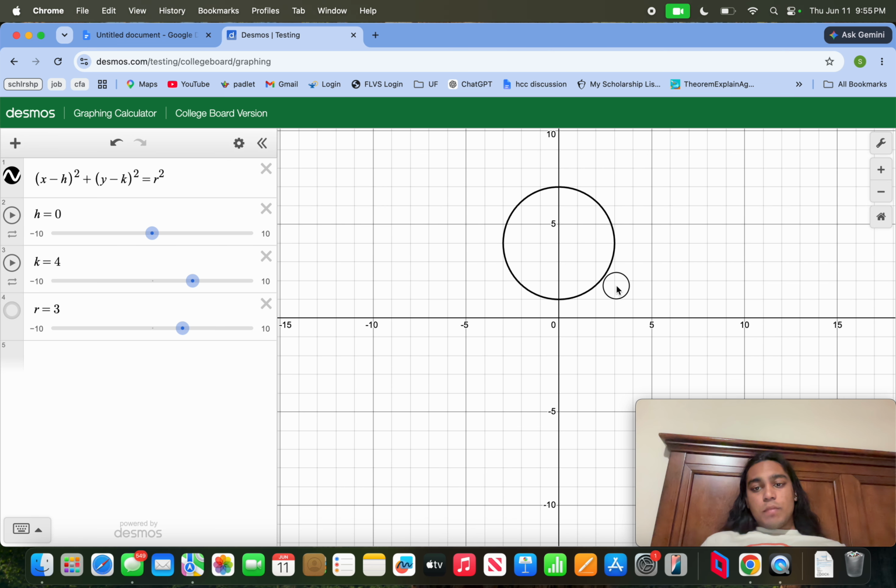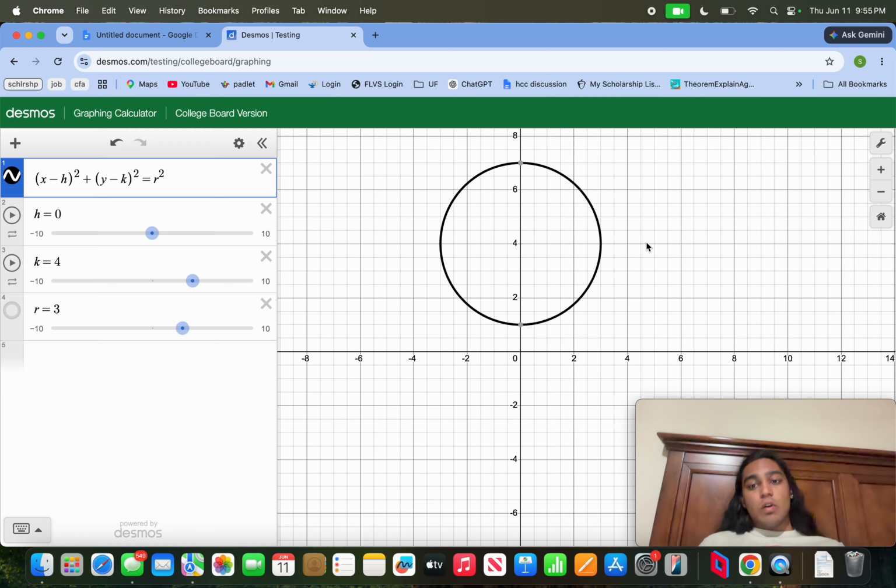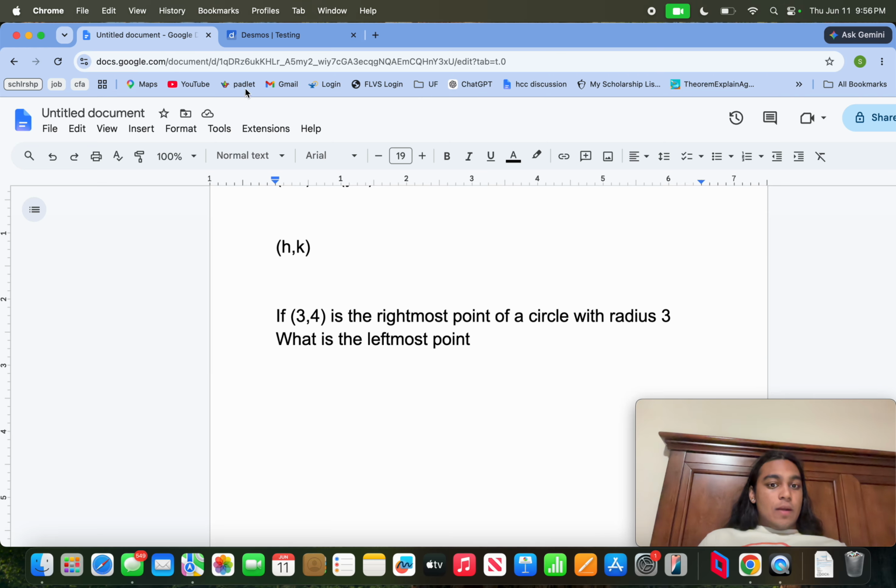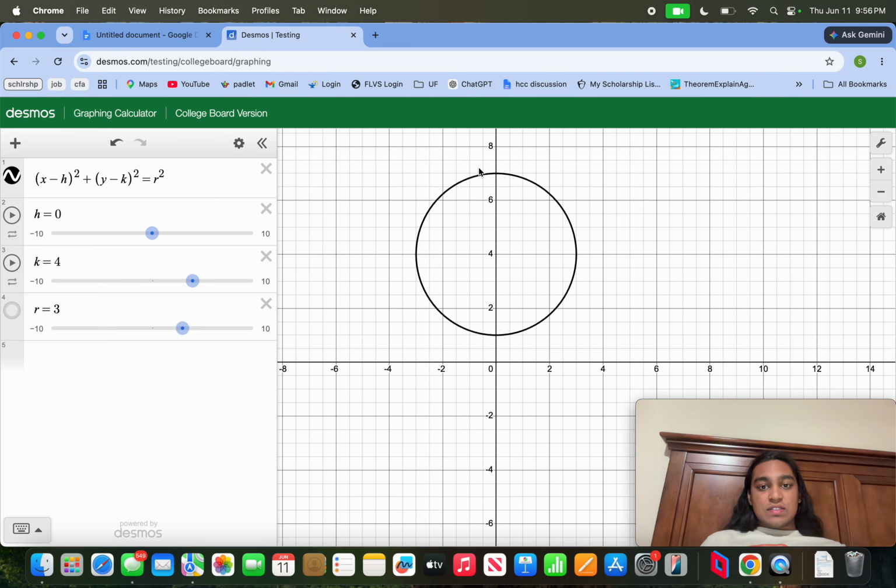Up to 4. My rightmost point is now 3 comma 4, and you can see that it kind of snaps me over there every once in a while, like it's snapping me to the rightmost point. So yeah, that's helpful. Thank you, Desmos. But 3 comma 4, I know my radius of 3 tells me that. So what is my leftmost point? It's going to snap me over to the leftmost point as long as I click on it. Oop, -3 comma 4.